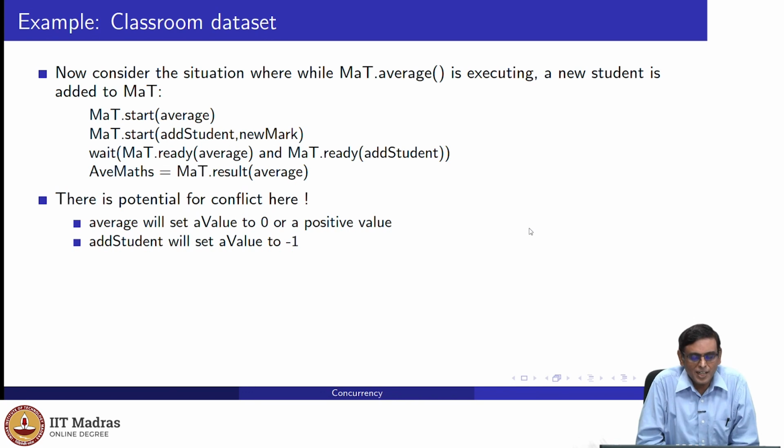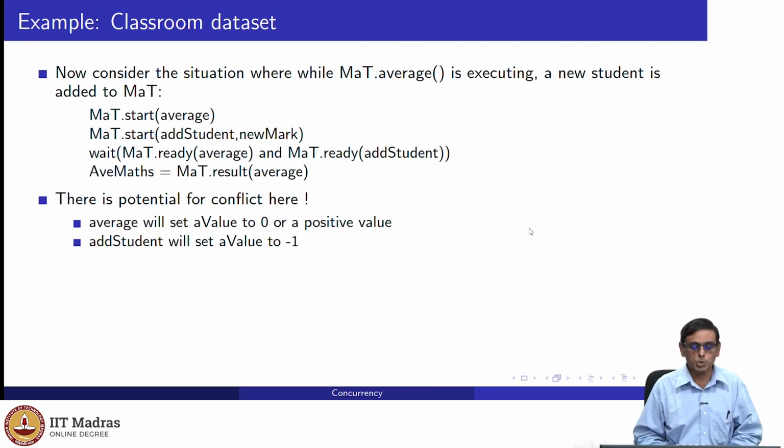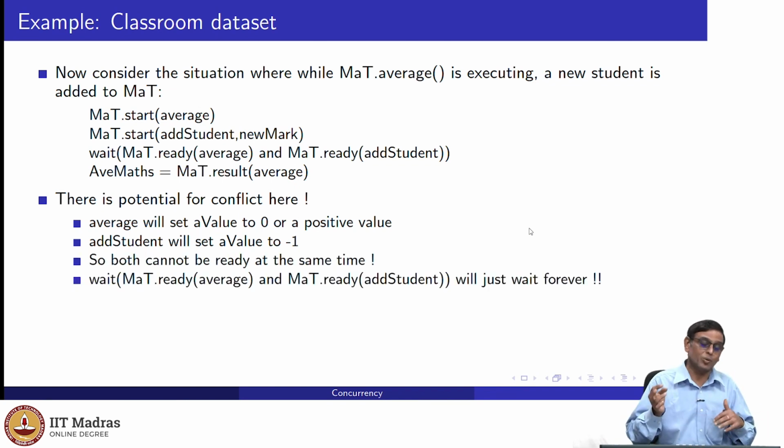First problem we see is that there is a conflict in a value itself. Remember that average will set a value to 0 or a positive value at the end, add student will set a value to -1 at the end. So either a value is 0 or a positive value, or a value is -1. It can't be both. Okay. So remember that for ready average, we said just check whether a value is non -1, and for ready add student, we said check whether a value is -1. Now both of them are not possible. So it's not possible for a value to be both -1 and to be not -1.